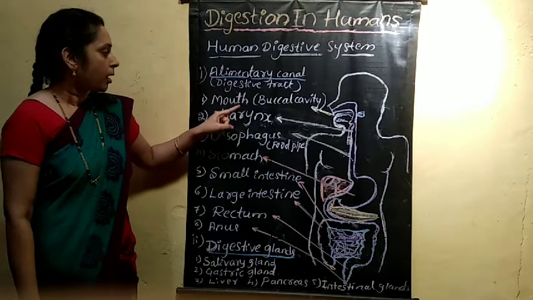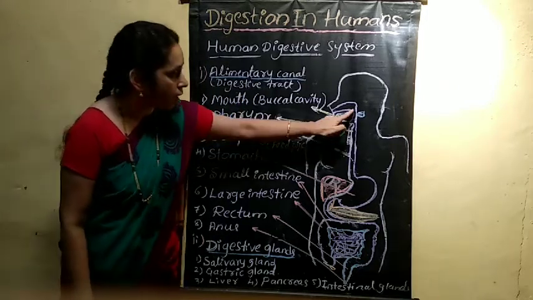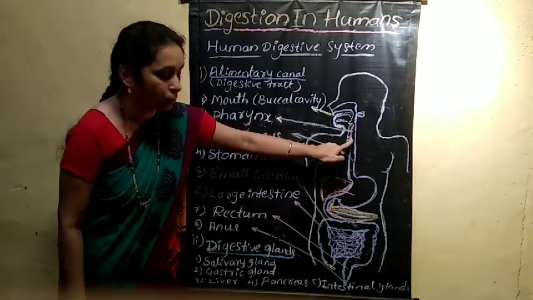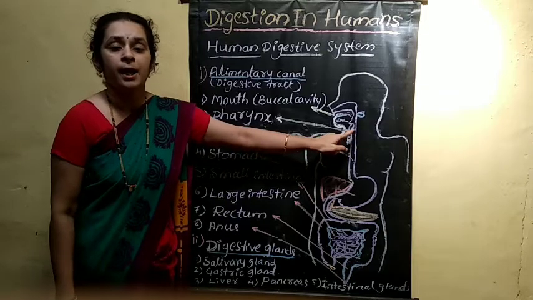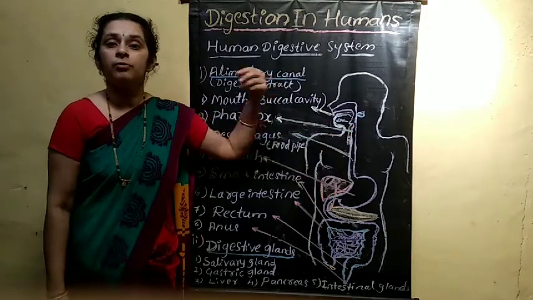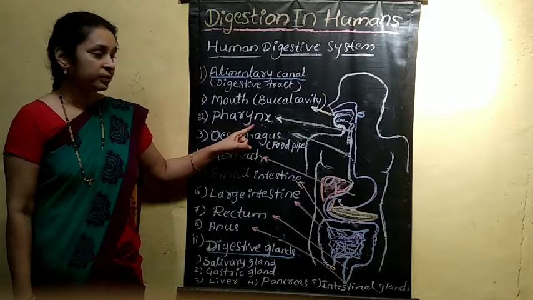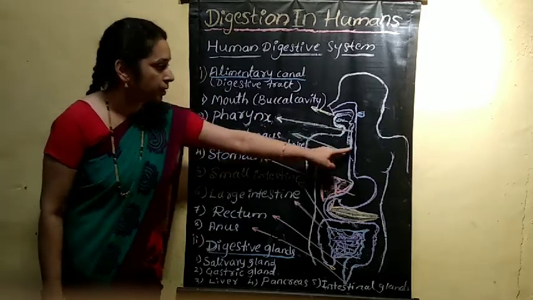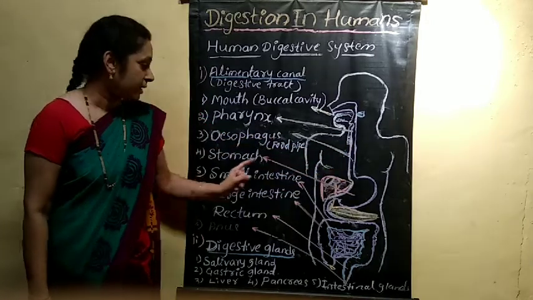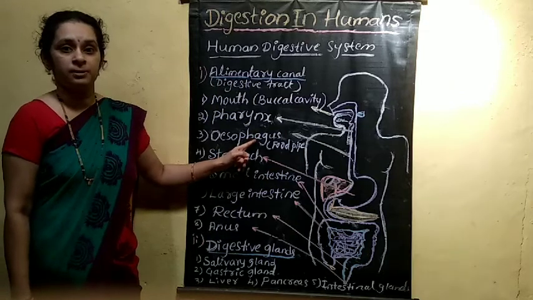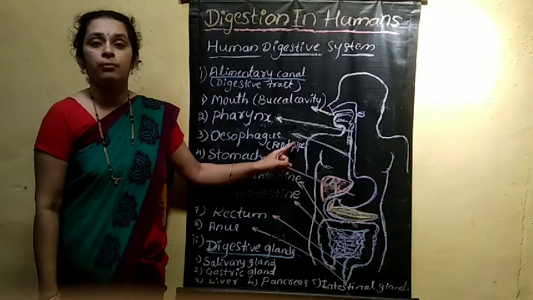Next, after the mouth you will come across the pharynx. That is a tube-like structure. It's a common pathway for both the windpipe as well as food. That is called the pharynx. After the pharynx, you will come across a long tube-like structure called the esophagus, or it is also called the food pipe.